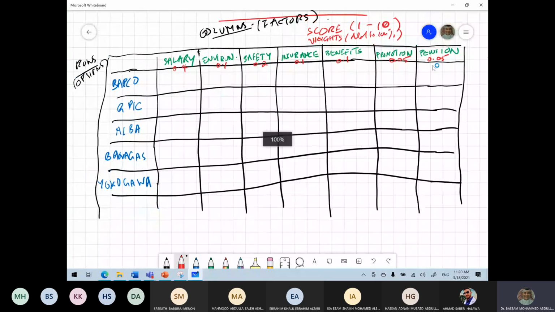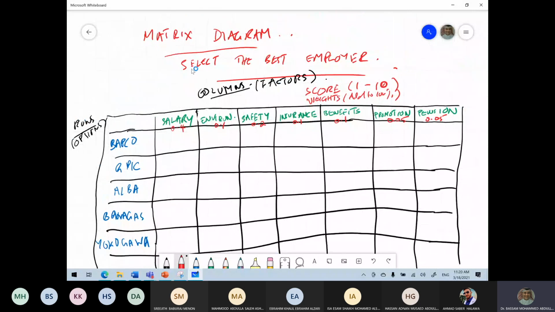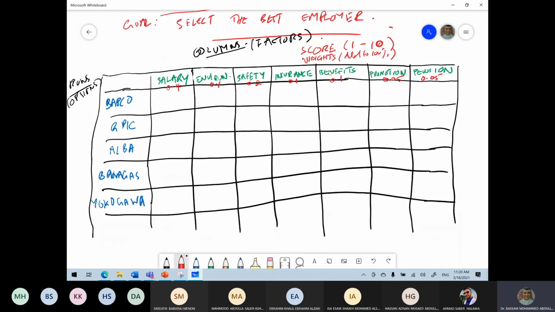So what did we do so far in our matrix diagram? We put our goal, and our goal here was to select the best employer. And next step, we are going to put columns and rows. Now, on the columns, I put factors. On the rows, I put the options. It could be the other way. It could be the factors on the row side and the options on the column side. There's no rule about that. It depends on you. And then we need to score. We did not start scoring yet, but we are going to start in a moment.